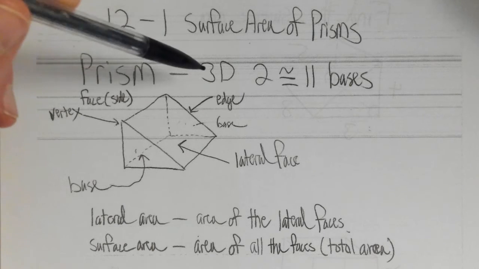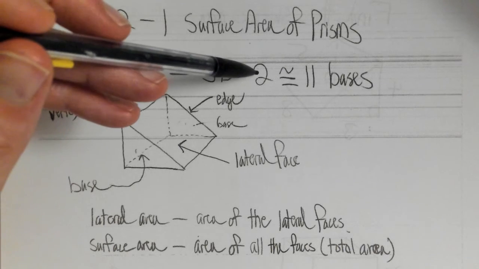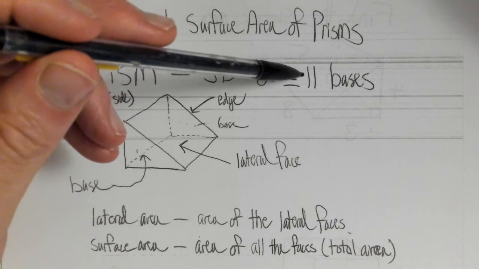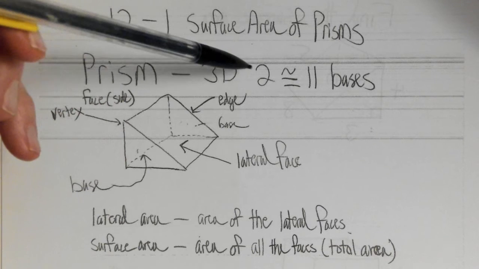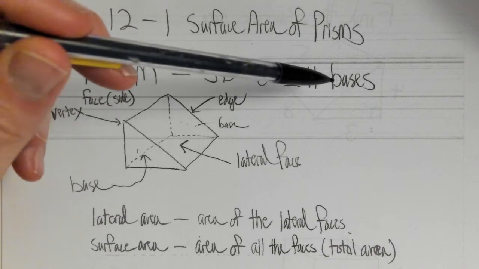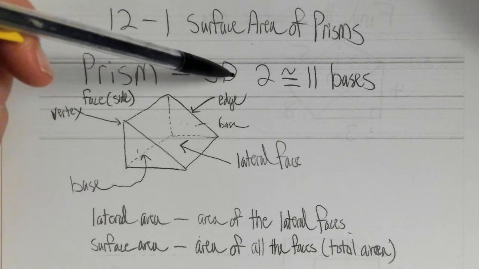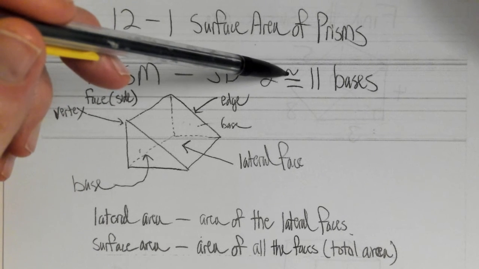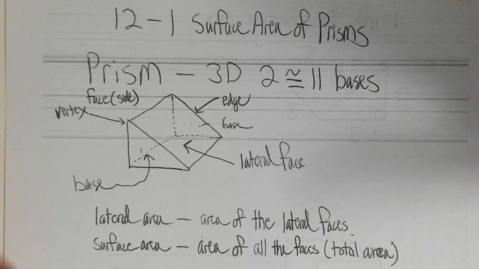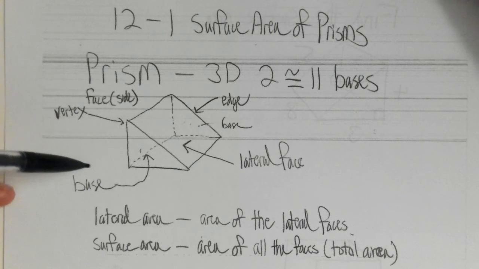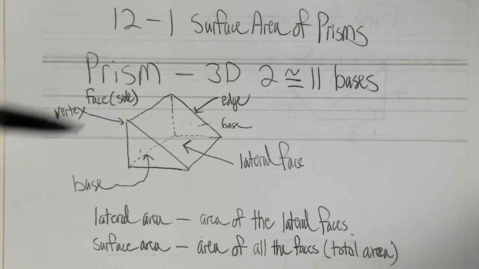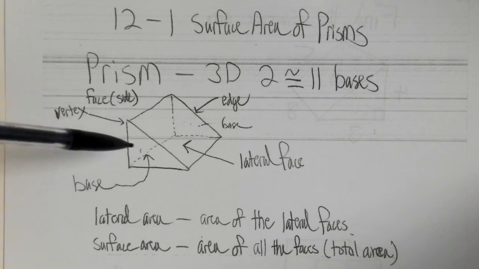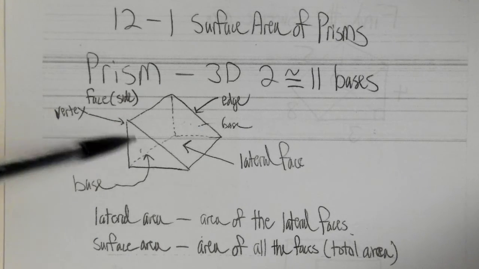Okay, a prism is a three-dimensional object that has two congruent parallel bases. So first of all, it's three-dimensional. And it's got two faces that are congruent, same size, same shape, and parallel, facing the same direction, right? And so let's just take a look at the parts here of a prism. So here we've got ourselves a prism.